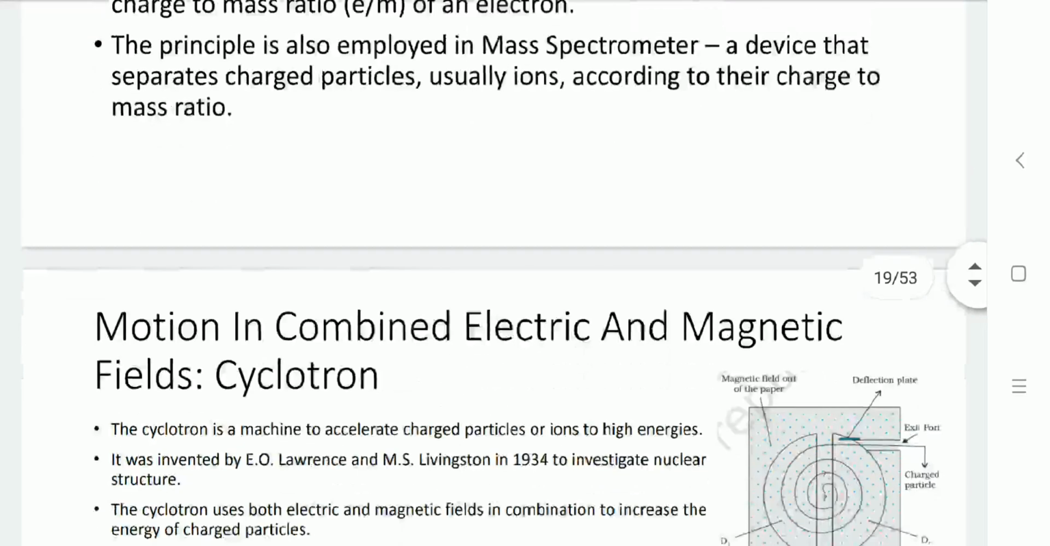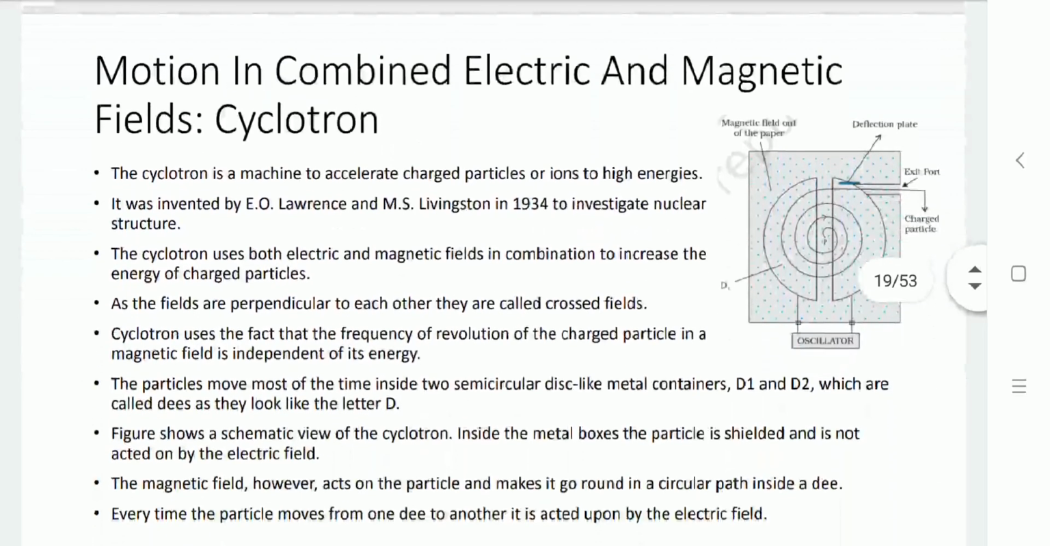Okay, now let us focus on another topic, motion in combined electric and magnetic fields with respect to the cyclotron. Earlier, we studied the combined effect in the velocity selector. Now, in terms of the cyclotron. The cyclotron is basically a machine to accelerate charged particles or ions to high energies. It was invented by Lawrence and Livingston in 1934 to investigate nuclear structure.